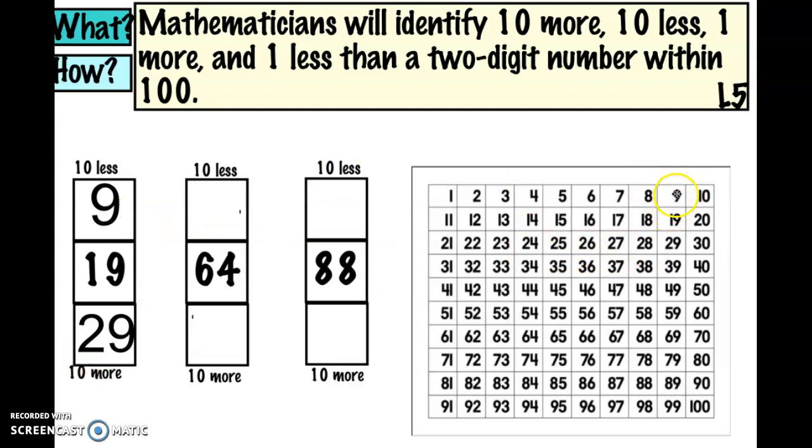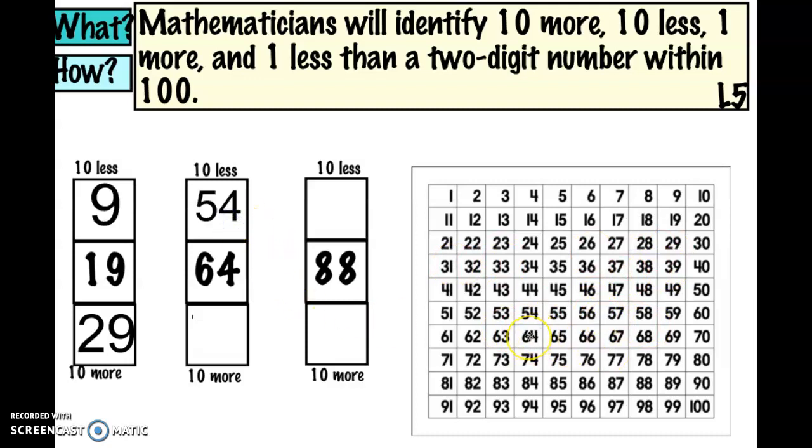So let's take a look. What pattern do we see? We have 9, 19, and 29. What pattern do you see? Can you turn and talk to someone at home? So 10 less is the number that's above the number, and 10 more is the number that is below the number. Okay?